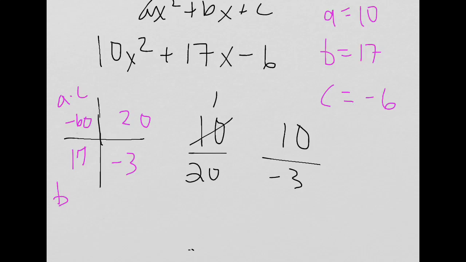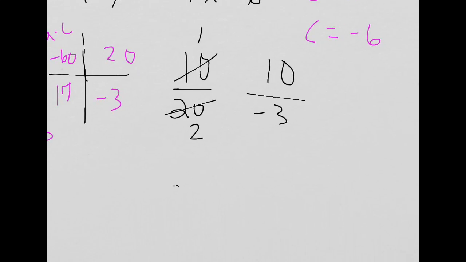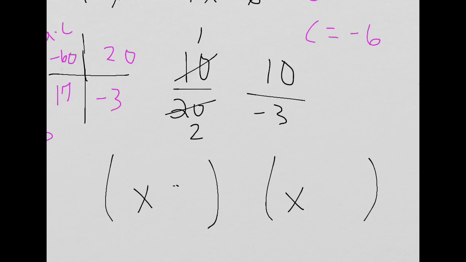So 10 goes in there once. 10 goes into 20 twice. I can't simplify 10 and negative 3. Each fraction represents one set of parentheses. Now that it's reduced, both fractions have an x. Whatever's on the top of the fraction goes in front of the x. So there's a 1 there, so it's 1x, or just x, you don't have to put the 1 there. It's a positive 2, so it's going to be plus 2. And then 10x minus 3.